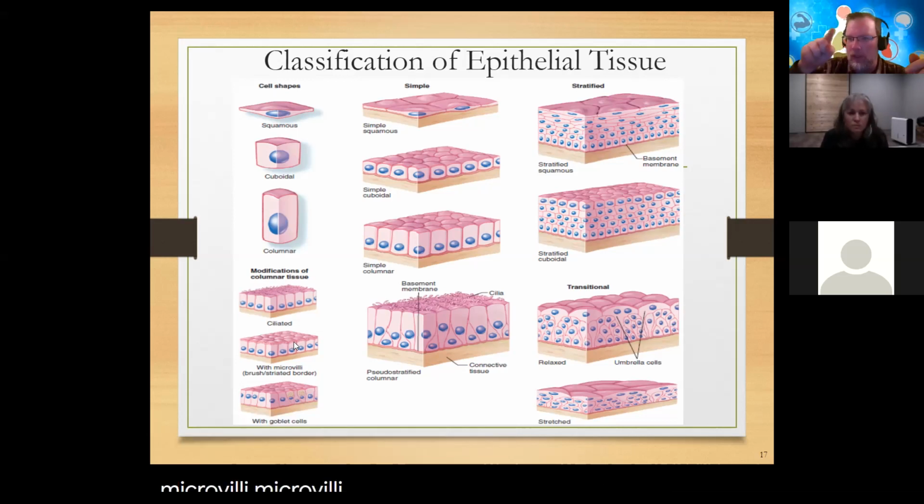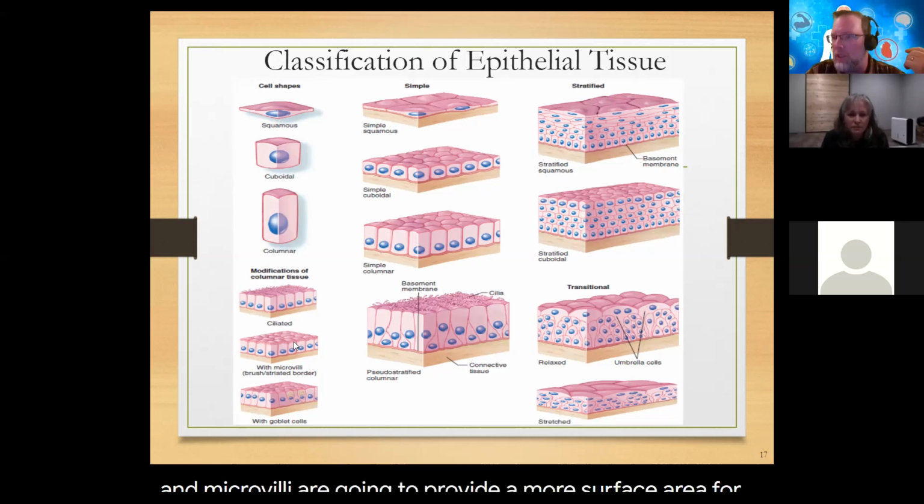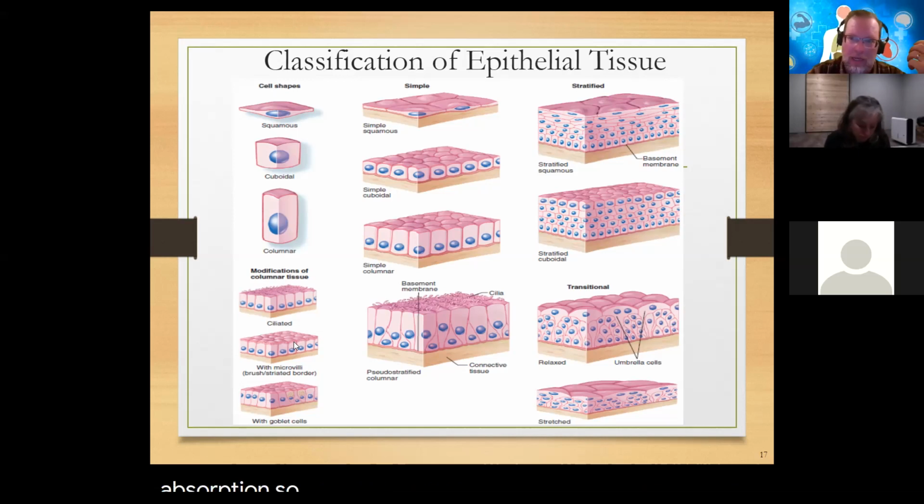And then microvilli. Microvilli, remember, are little tiny curves of cells, and microvilli are going to provide more surface area for absorption. So we usually see microvilli in the small intestines. And those are going to be columnar cells.